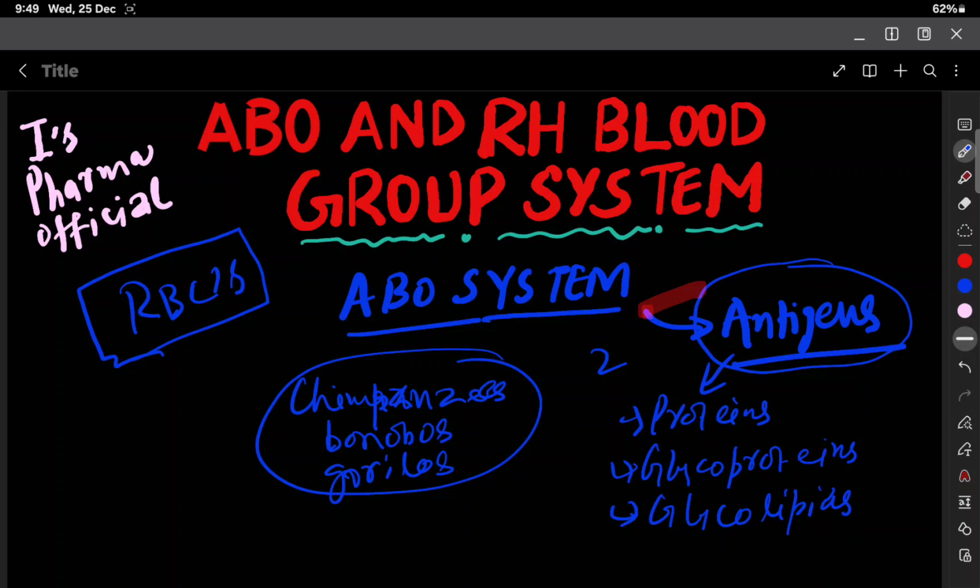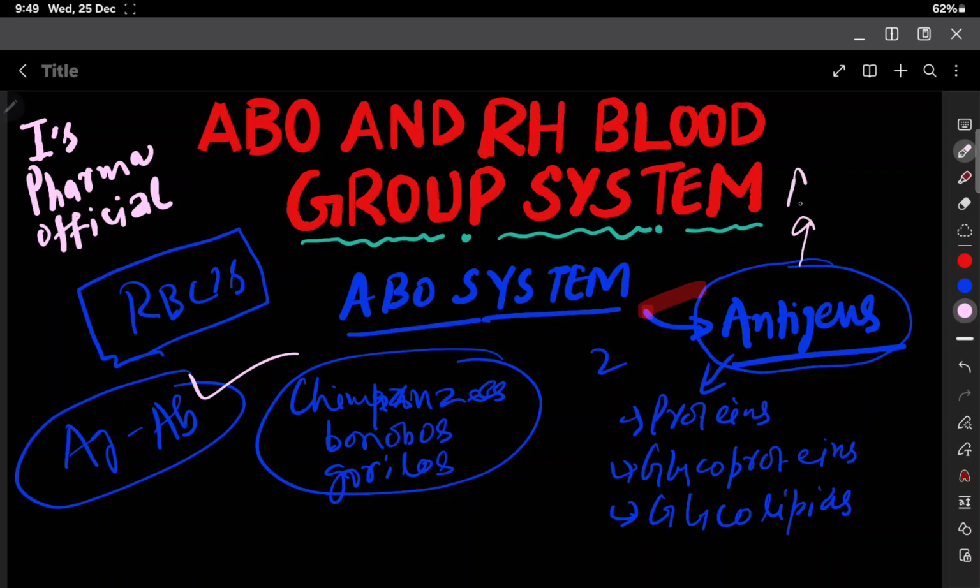But here we will be focusing specially on the blood group system in humans. Determination of the ABO blood group depends upon the immunological reaction between the antigen and the antibody. Antigens are also called agglutinogens because they have the capacity to cause agglutination of the RBCs. When antigens and antibodies react together, they cause agglutination.